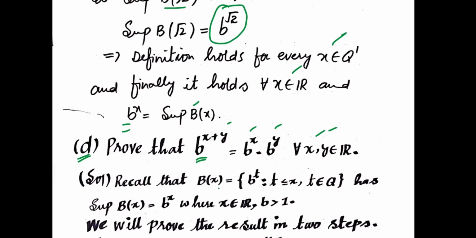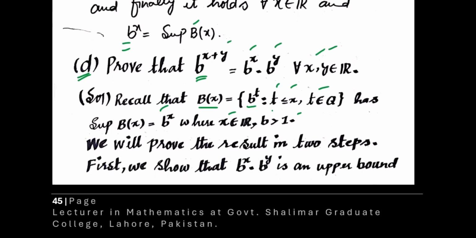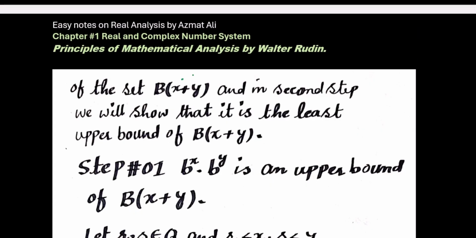Recall that we have defined this set B(x), which is equal to b raised to power t, where t is less than or equal to some real number x, and t is a rational number. This set has a supremum b raised to power x, where x is a real number and b is greater than 1. We will prove the result in 2 steps. Firstly, I will show that the number b raised to power x times b raised to power y is an upper bound of this set B(x plus y), and secondly we will show that it is the least upper bound of the set.